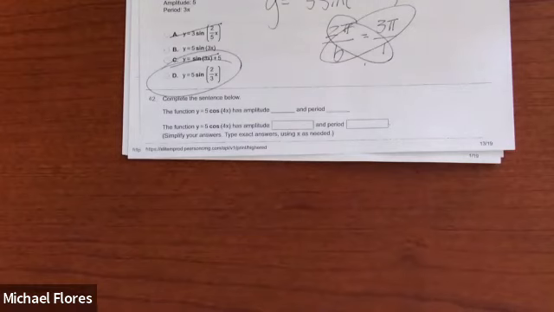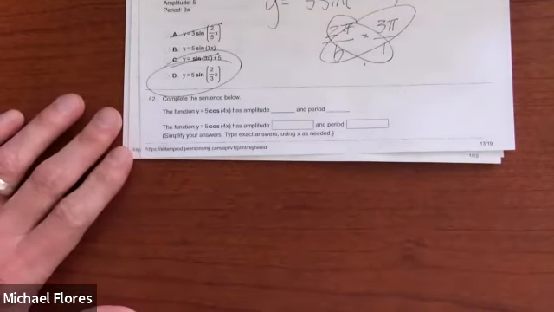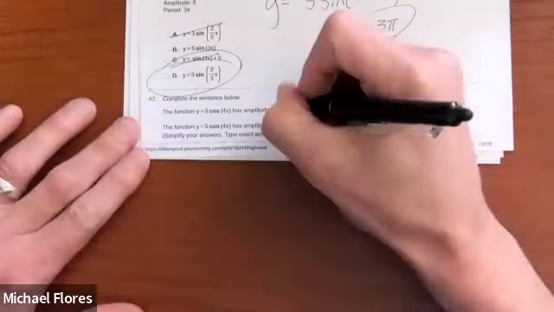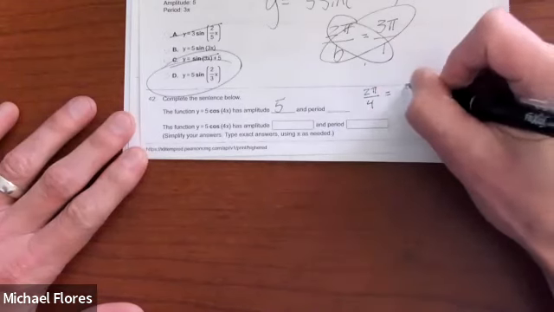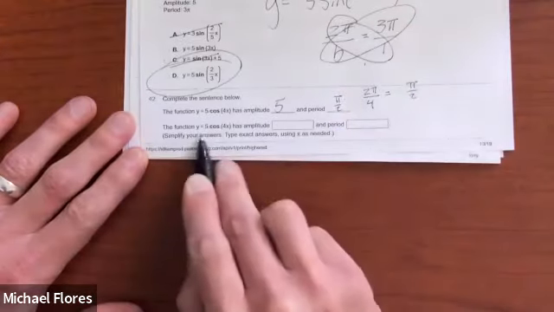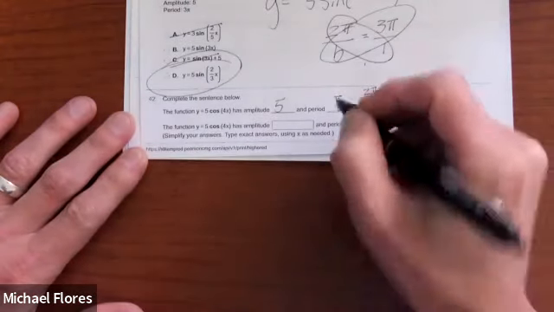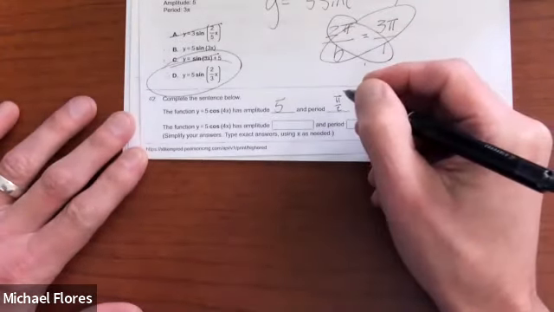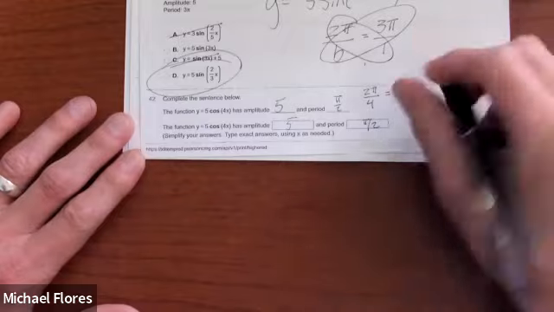Number 42, complete the sentence below. The function y equals 5 cosine x has an amplitude of 5 and a period of, well, I don't know, let's see. 2 pi over 4, which is pi over 2. The function 5 cosine 4x has an amplitude of what? Is it the exact same thing? Oh.